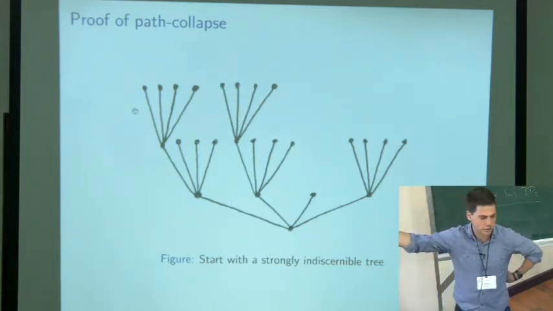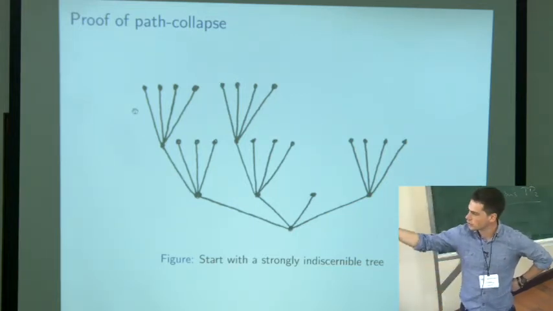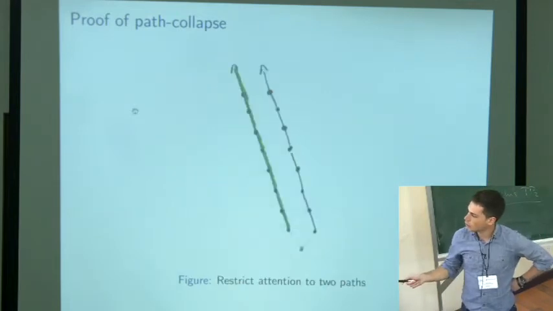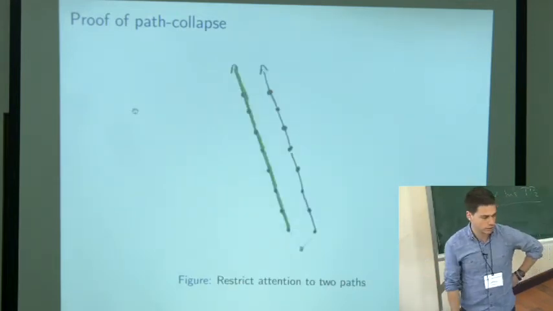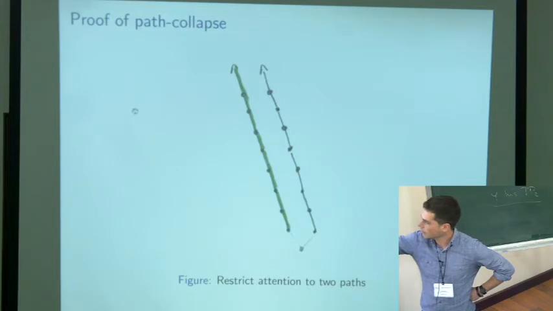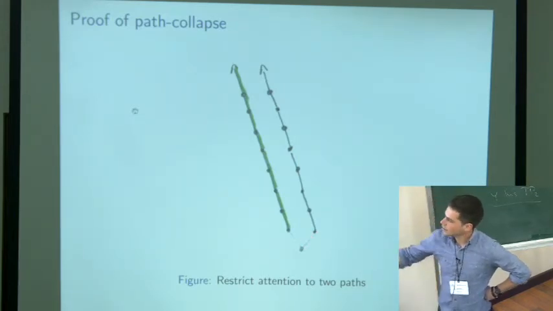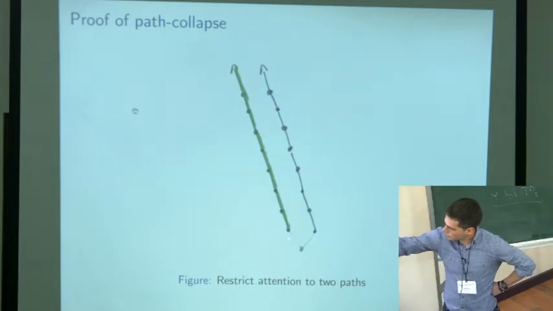So we start with a strongly indiscernible tree. So remember, this is indiscernible over some set C. And we restrict attention to two paths. So this is going to be the all zeros path here. And this is the path that starts with 1 and then continues with all zeros. And remember, this type is going to be the type of little c over the all zeros path.